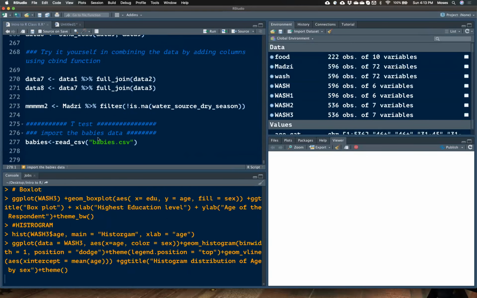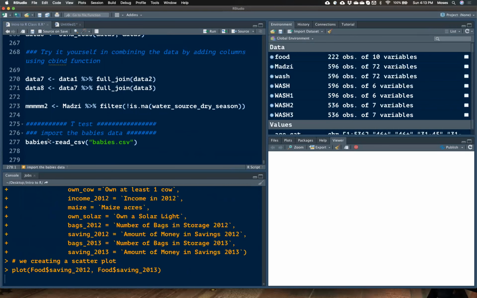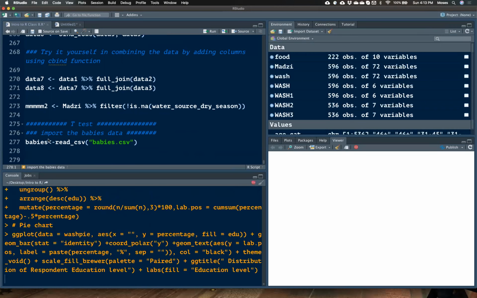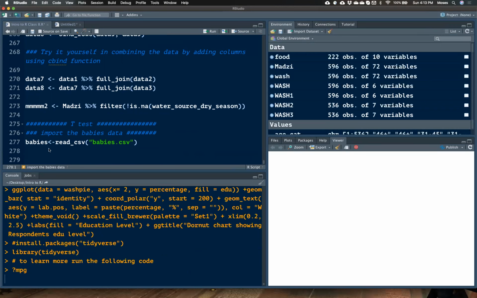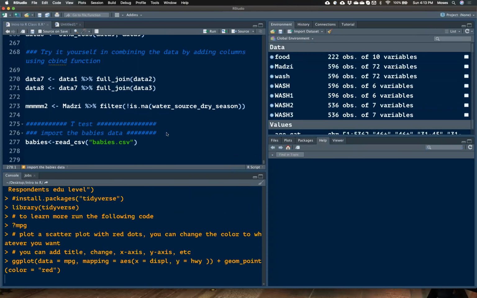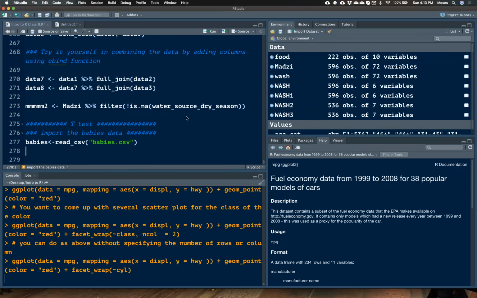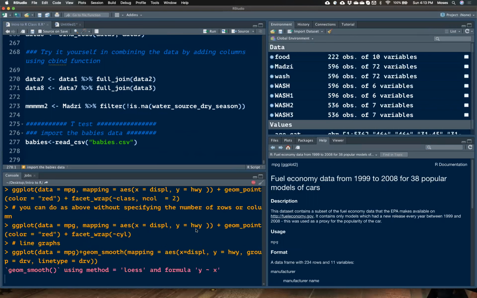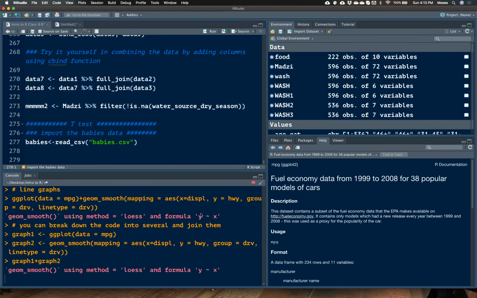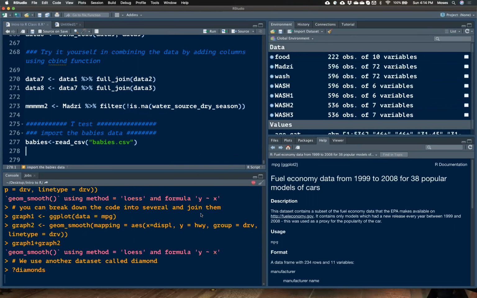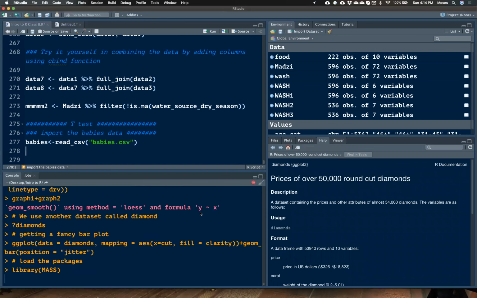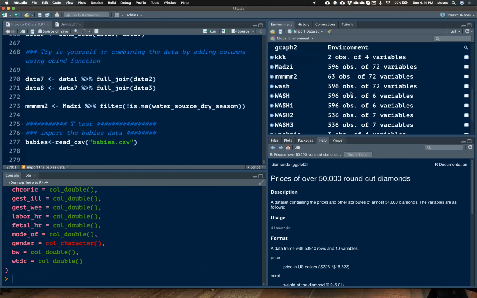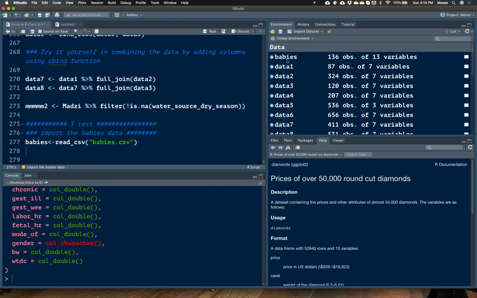Since this data is a CSV file, we are going to use the command read CSV, and then we get the data set into the system. Let's see, it's still processing. And there we go.